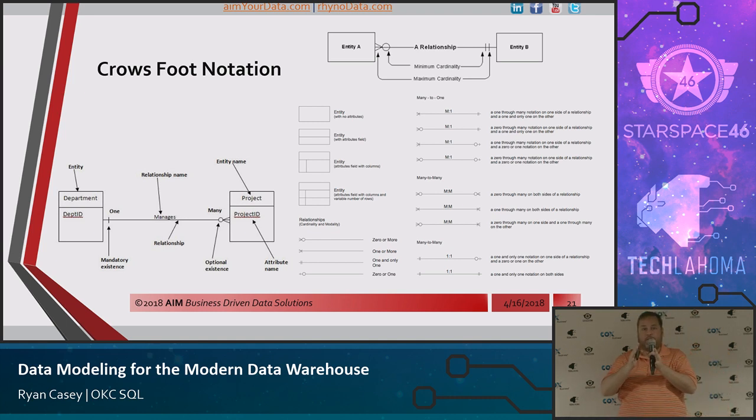If you have the many feet and a 1, you could have many, but you must have 1. If you have many feet and a 0, you can have many, but you could have none too, right? So the crow's feet will tell you the cardinality of that data, and it'll also tell you the one-to-many side and the direction, if you're thinking about that.